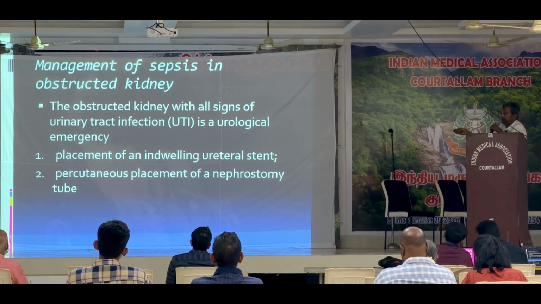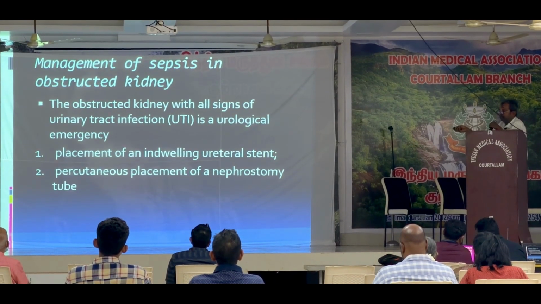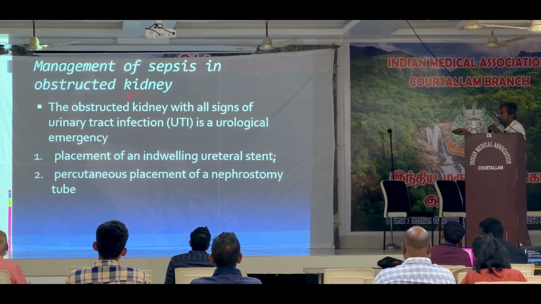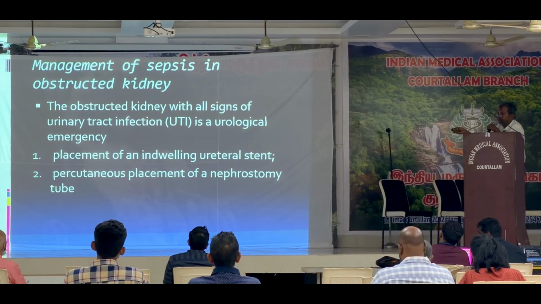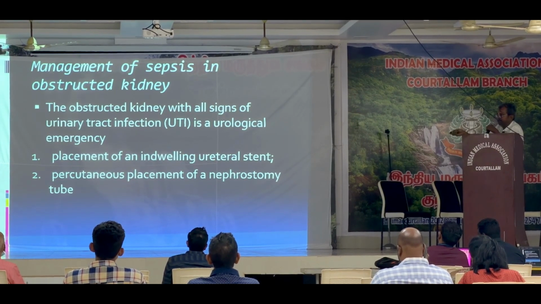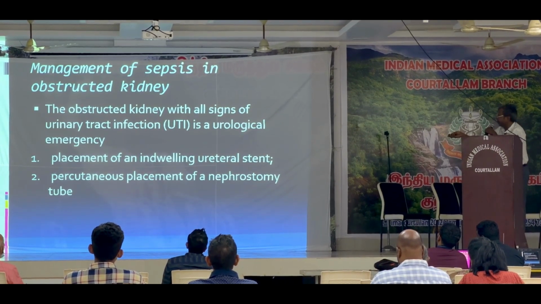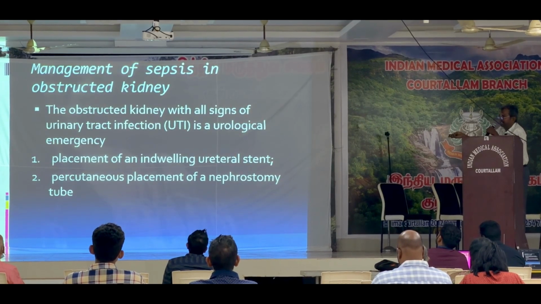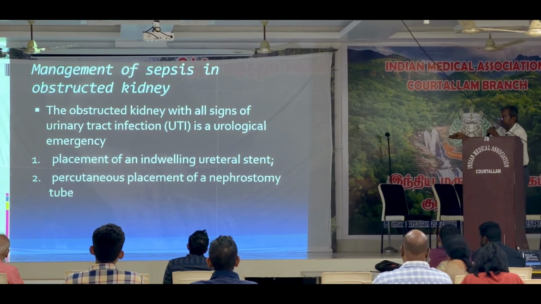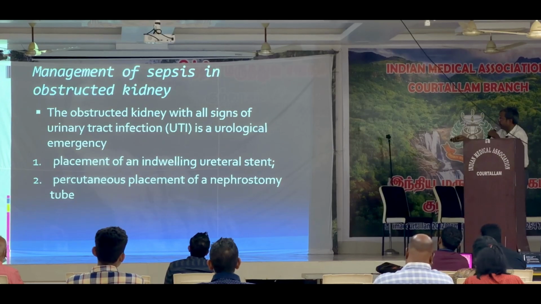The most dreaded thing with stone is sepsis. Once the stone is associated with obstruction and infection, we should relieve the obstruction because any stagnant urine is a good culture medium. So we place either a stent or a percutaneous nephrostomy to relieve the obstruction.